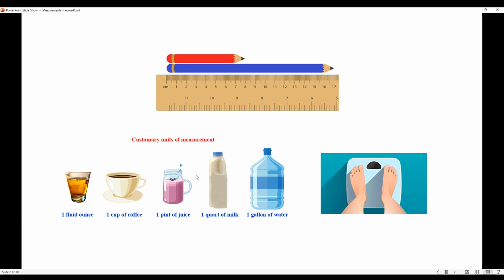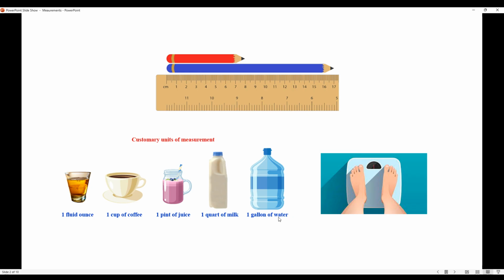And what do we see here? That's correct. We see containers of different fluid: tea, coffee, milkshake, milk, and water. Do they all have the same amount of liquid? Nope, they have different amounts. How do we measure how much liquid is in each container? We use some type of measurement, and here we're using ounce, cup, pint, quart, gallon.